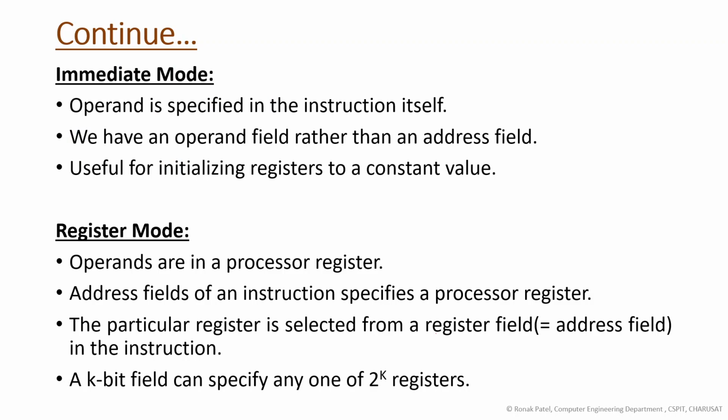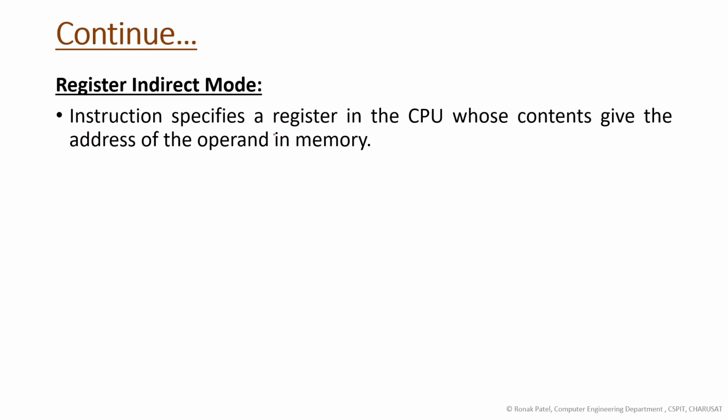Then next is register indirect mode. Previously it was register mode, now register indirect mode. In this, the instruction specifies a register in the CPU whose contents give the address of the operand in memory. So in the previous case, register mode, the operand is stored in the registers. But in this case, the register stores the address of the operand, not the operand, right?